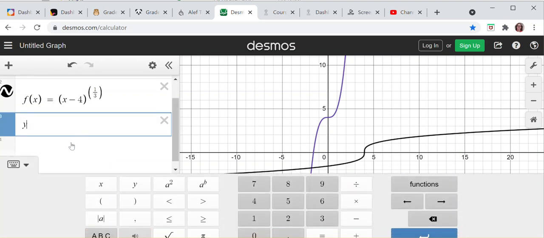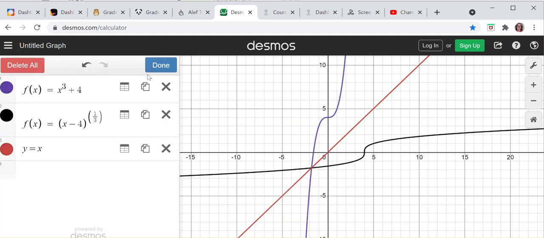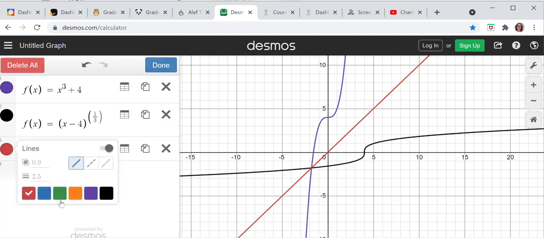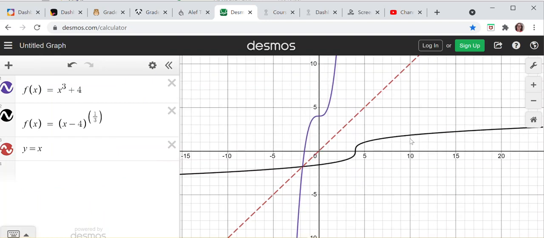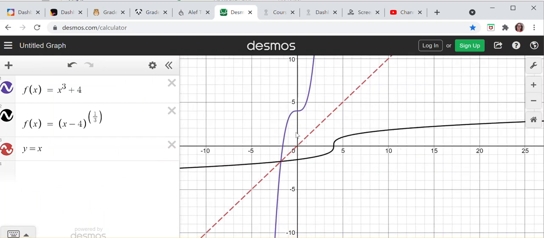And then y equals x. So we can put this as a dashed line. And there we can see that our function is a reflection in the y equals x line.